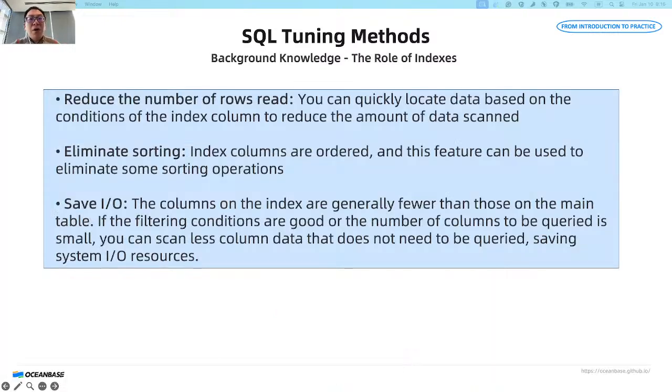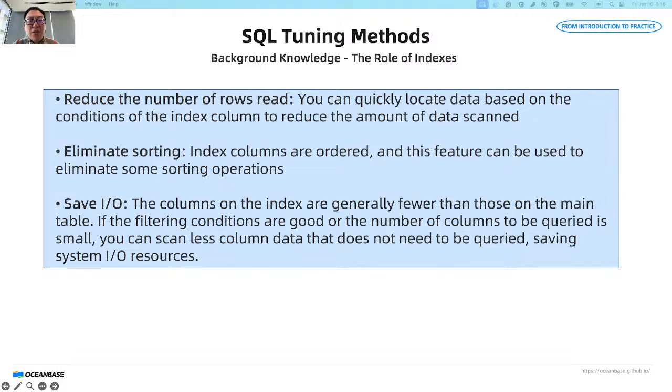The second background knowledge is the role of indexes. When querying, using the indexes has three advantages over using the main table. They are reducing row rates, eliminating sorting, and saving I/O.